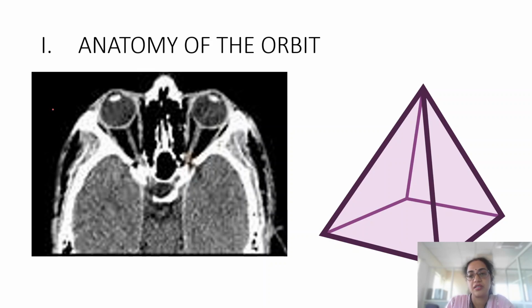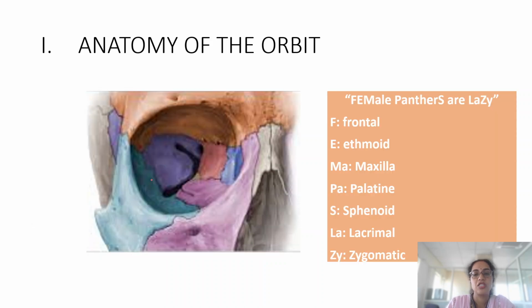Orbit is a pyramidal shaped structure. They are two in number and they are placed parallel to each other. So it's like a square based pyramid with its apex pointing towards the brain. So if you see the medial walls of the orbit, they are parallel to each other, whereas the lateral walls are at an angle of 90 degrees. Okay. So let's start with the walls of the orbit.